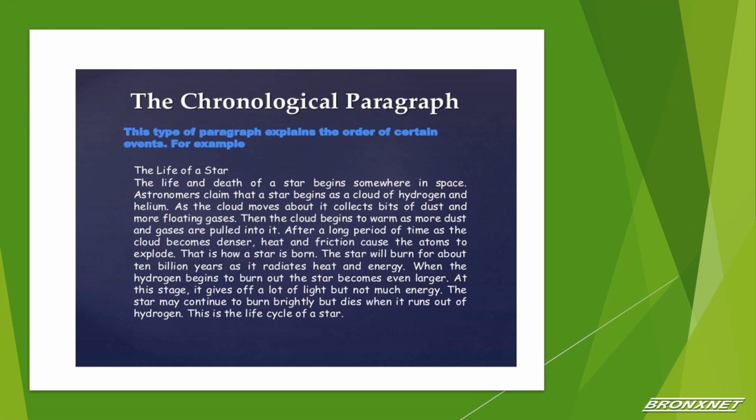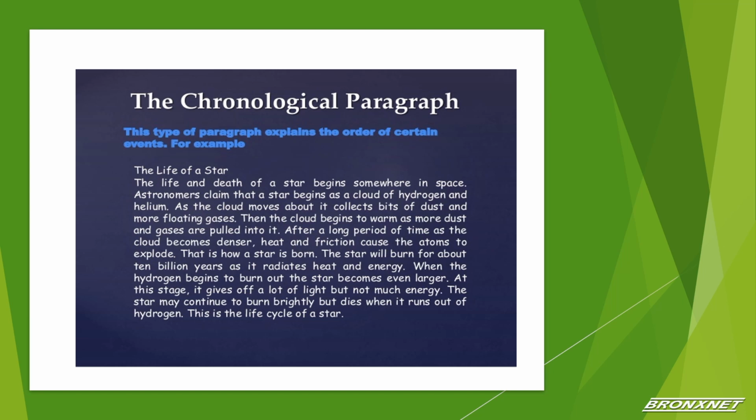Here's another example of a chronological paragraph. This is called the life of a star. The life and death of a star begins somewhere in space. Astronomers claim that a star begins as a cloud of hydrogen and helium. As the cloud moves about, it collects bits of dust and more floating gases. Then the cloud begins to warm as more dust and gases are pulled into it. After a long period of time, as the cloud becomes denser, heat and friction cause the atoms to explode. That is how a star is born.